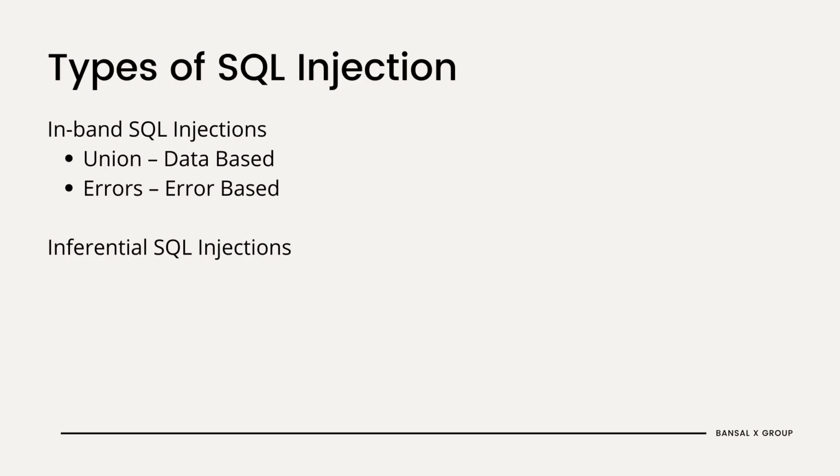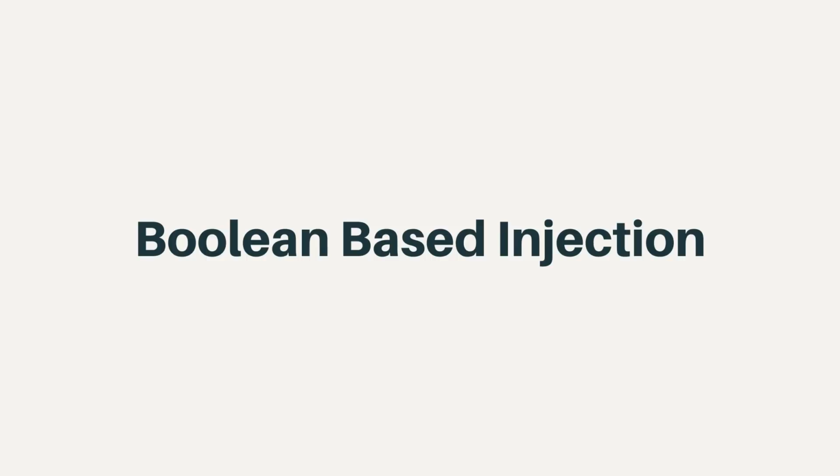Now, coming to the inferential injection. In certain cases, you will not get the error, neither the data. There, you have to analyze the behavior of the application. Either you are logging in or you are not logging in. It's not throwing any error that password is wrong, username is wrong. It's just letting you log in or you're not able to log in. That's where you analyze the behavior. Am I able to log in? That is a true statement. Is it not allowing me to log in? That is a false statement. This true and false is called the Boolean injection technique.